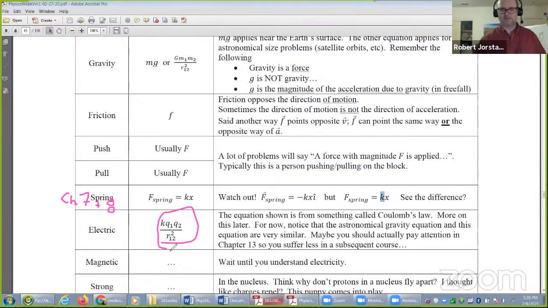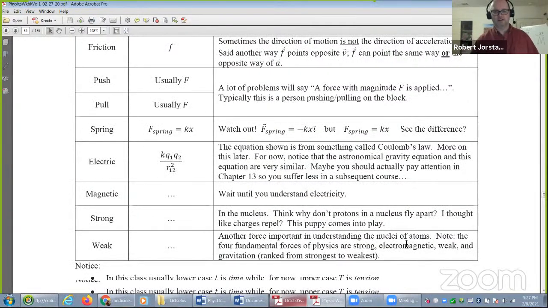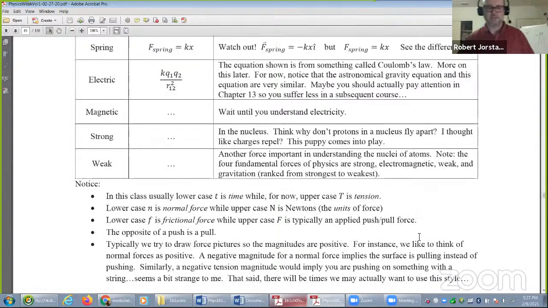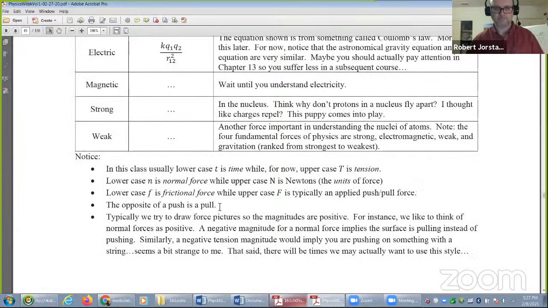Electric forces, that's physics 163. But I say maybe you should actually pay attention in chapter 13 so you suffer less later. And then obviously there are many other types of forces, like strong forces, weak forces, etc. Let's worry about that later. Let's see if there's anything I missed here. Most of this we got. Okay.